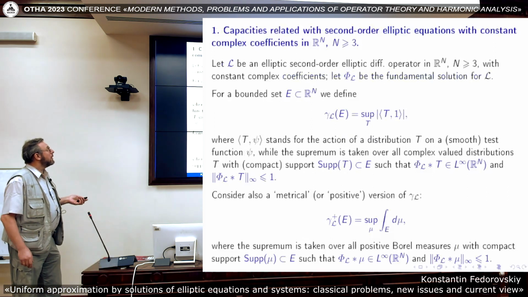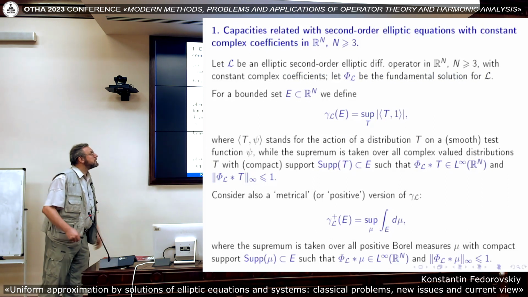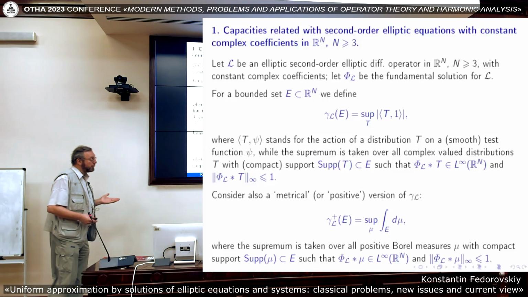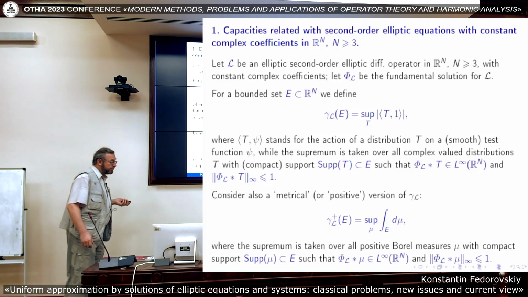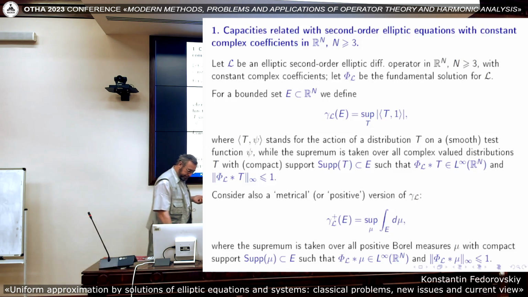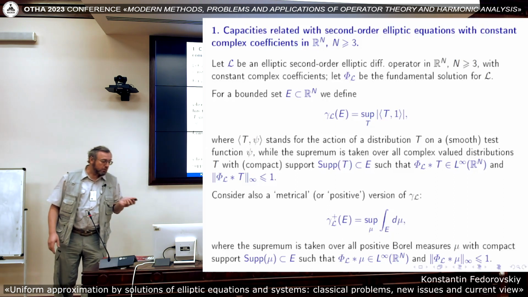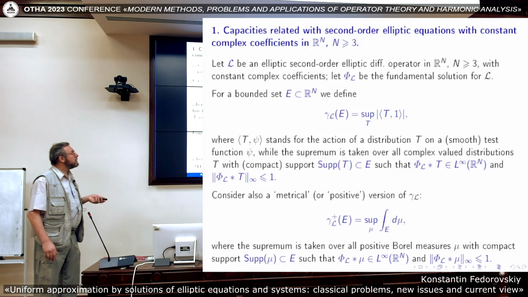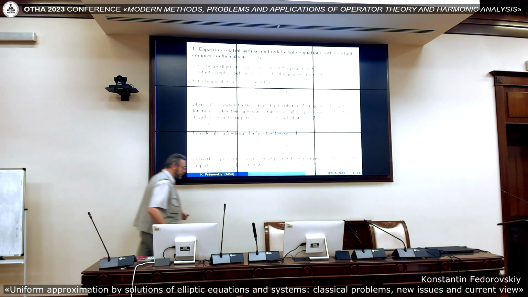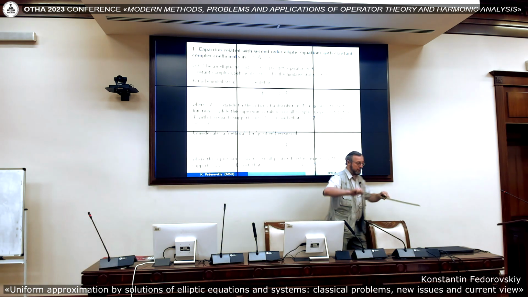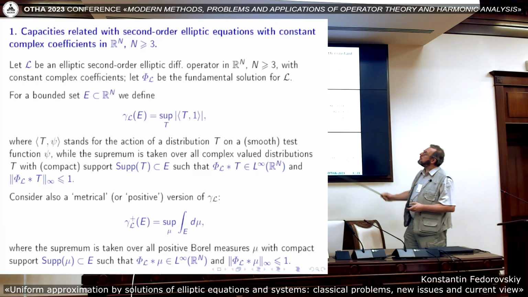So first of all, I'm going to define capacities related with second order elliptic equations with constant complex coefficients, capacities of sets in R^n. So the definition is on the screen. Perhaps I will not read it, but okay, I will try to use this one. Well, so how do we define this capacity?